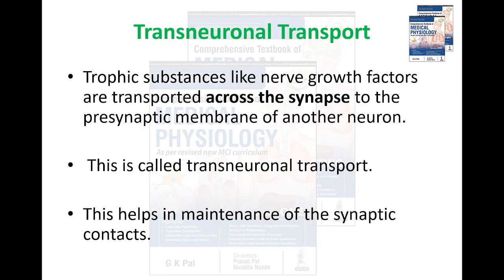What is meant by transport of trophic substances? Trophic substances like nerve growth factors are transported across the synapse to the presynaptic membrane of another neuron. This is called transneuronal transport. This helps in maintenance of synaptic contacts. Synapse means a junction between two different neurons.